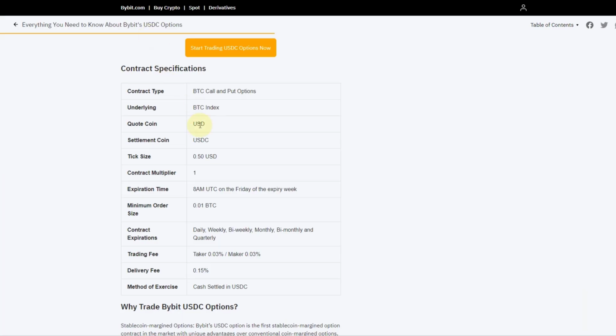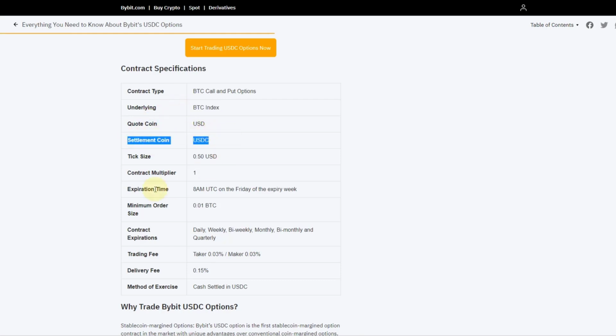First of all, let's take a look at the contract specifications before we really get into the trading dashboard and how it works. As you can see, there are BTC call and put options. Actually, it's not only Bitcoin. I think they also offer SOL and ETH options. Underlying, as you can see, is the Bitcoin price. Basically, that's the asset of the Bitcoin call and put options. For ETH and SOL, it's basically the same way, respectively.